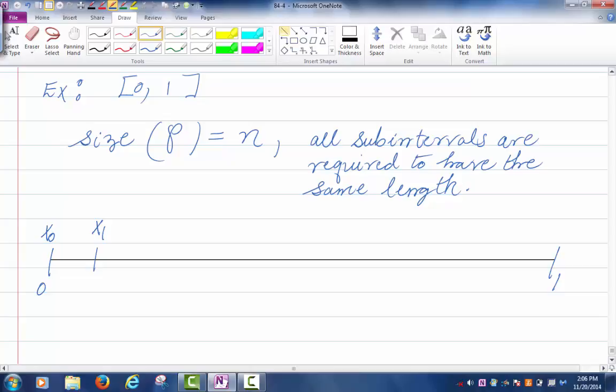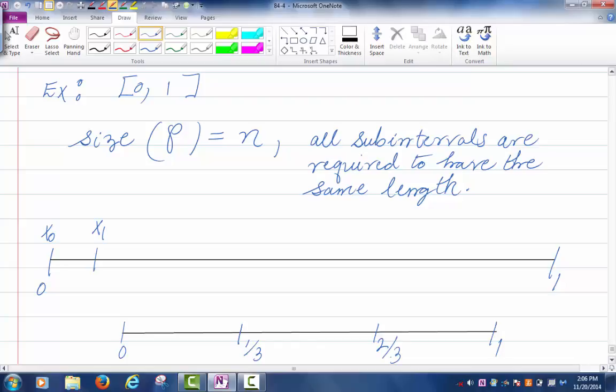So what I'm saying is, suppose that I am looking at the interval from 0 to 1, and I want to divide it into 3 subintervals having the same length. So that is, wouldn't you say this is 1/3 and 2/3?